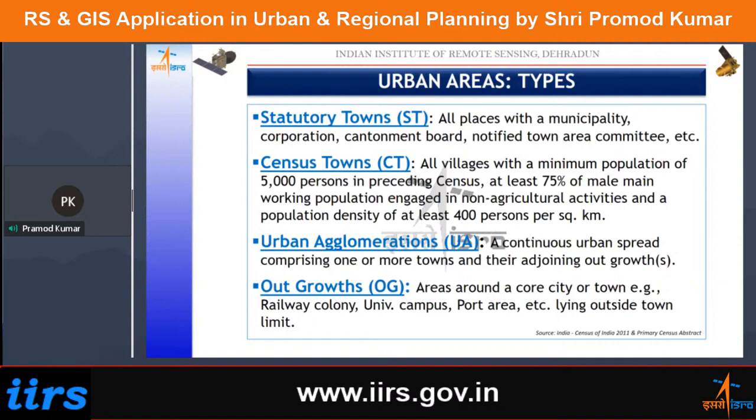The fourth category is the outgrowth, which is nothing but areas around the core city or town. For example, railway colony, university campus, port areas, etc., which are outside the town limit.